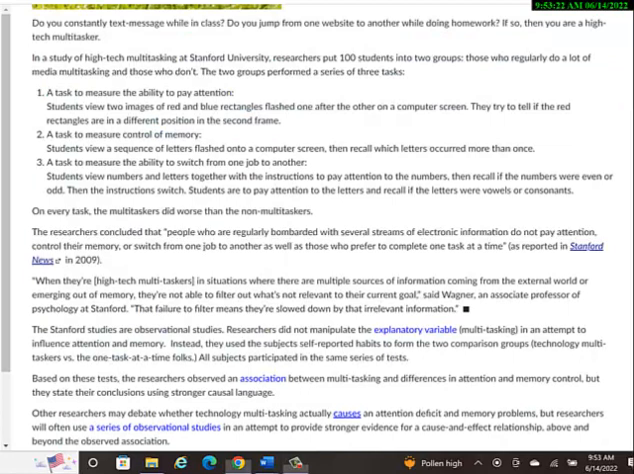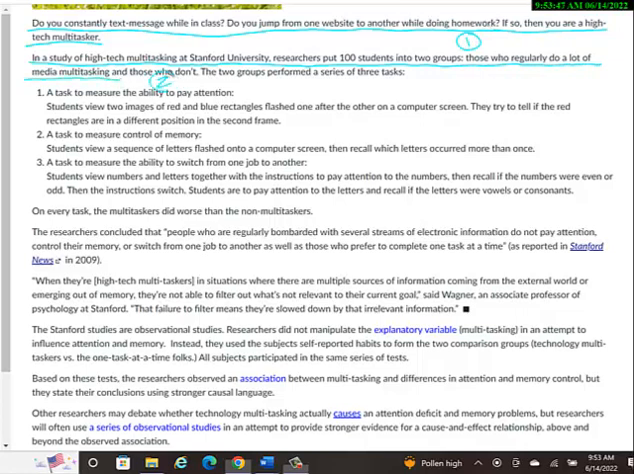So here it asks, do you constantly text message while in class? Do you jump from one website to another while doing homework? If so, then you are a high-tech multitasker, which I feel like a lot of people nowadays are, right? In a study of high-tech multitasking at Stanford, researchers put 100 students into two groups. First, those who regularly do a lot of media multitasking, and then the second group is those who don't.